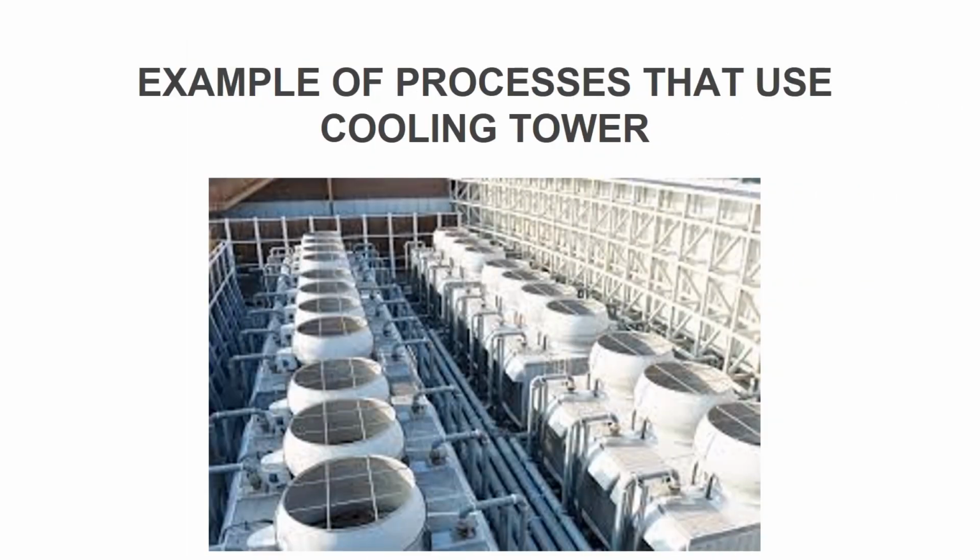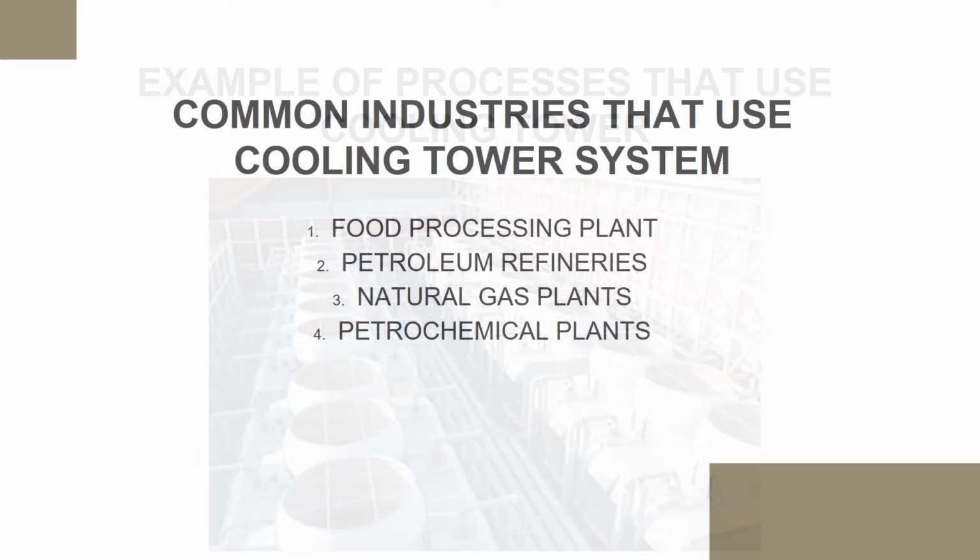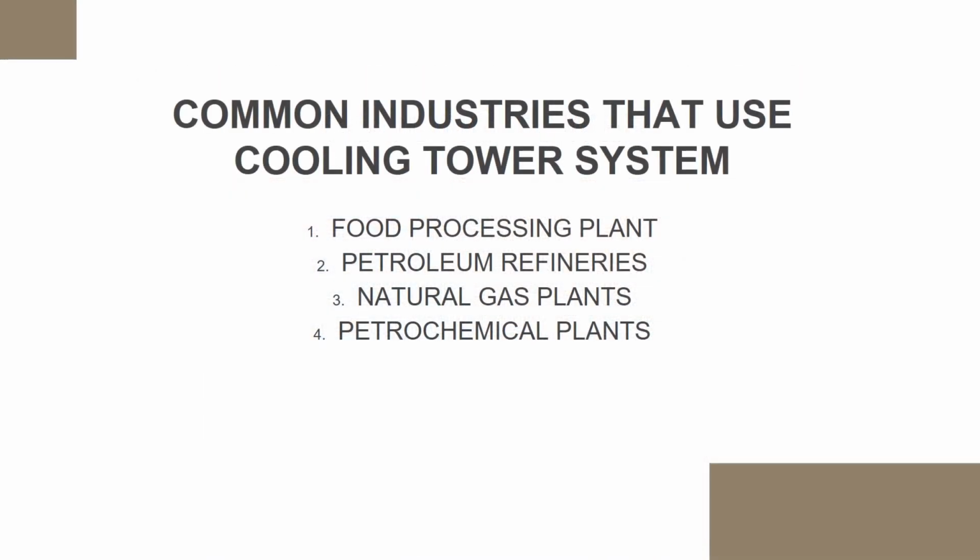Next is the example of the processes that use the cooling tower. These are the common industries that use the cooling tower system. I have listed four of the common industries. The first one is food processing plant. The second one is petroleum refineries. The third one is natural gas plant. And the fourth one is petrochemical plants.